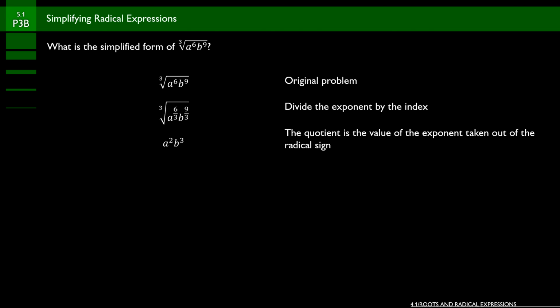So 3 goes into 6 twice, that means we have a squared. 3 goes into 9 3 times, so that means we have b cubed. So the answer is going to be a squared b cubed.